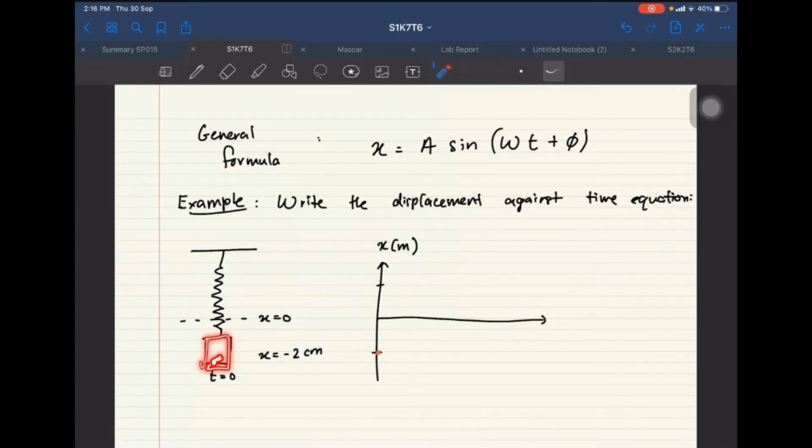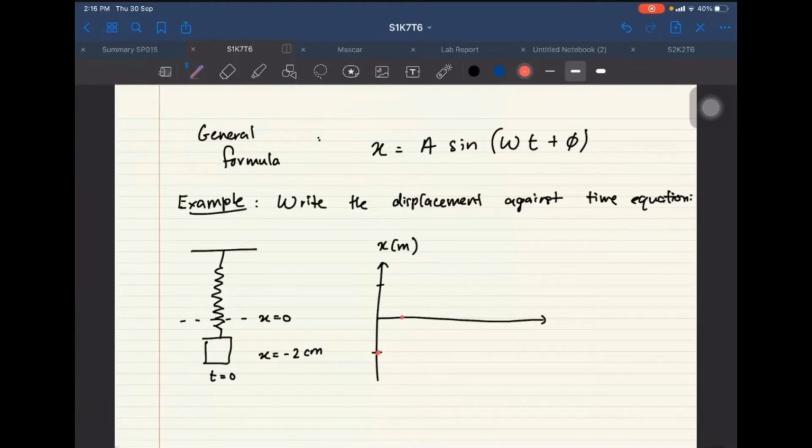At the moment dia lepas tu timer tu start. So before that timer tak start lagi. So T equals to 0 bila dia dekat sini. And then the start counting tu daripada sini lah. Understand ke tak? Faham. Okay. So bila dia gerak, dia akan gerak ke mana? Ke bawah ke atas? Dia gerak ke atas. So bila dia gerak ke atas, eventually dia akan pergi dekat equilibrium tu.